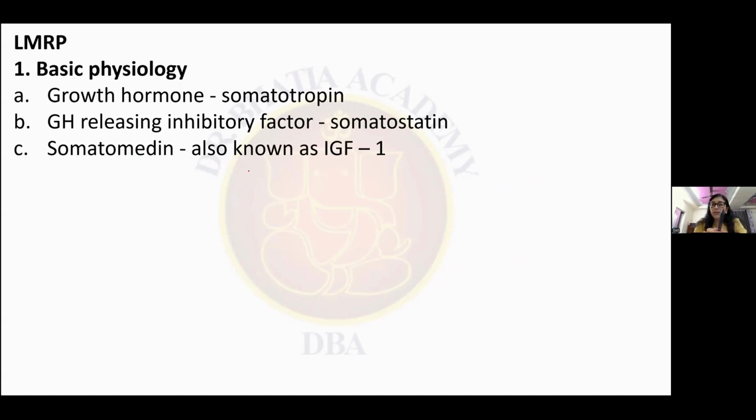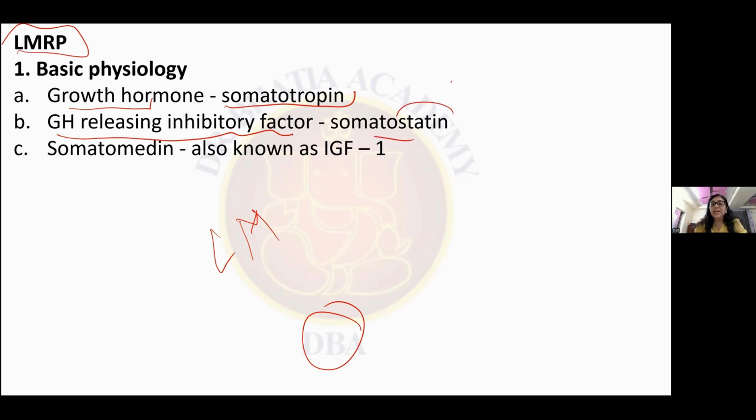Just a quick revision of the GH tumors. LMRP, that is the last minute revision points. LMRP is the USP of DBA. So basic physiology: growth hormone is a somatotropin. Growth hormone releasing inhibitory factor is somatostatin. Statin, anything which is static does not work, so it is an inhibitory factor. Somatomedin, which is made by the growth hormone, is IGF-1.